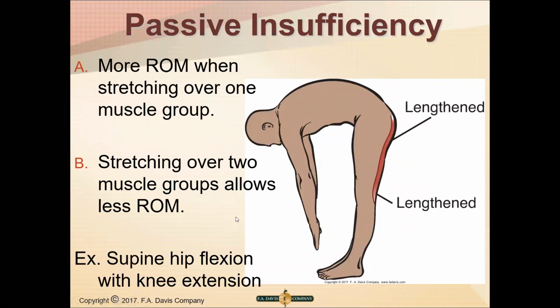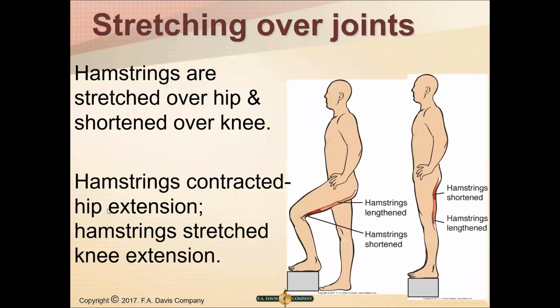So here's passive insufficiency, right? Bending down to touch your toes. More range of motion when stretching over one muscle group. Stretching over two muscles allows for less range of motion. So at this point, we've got everything lengthened out as much as they can. But if you come up to that person, put your hands on their upper back and push down, they probably still can get 1 or 2 more inches and reach towards the ground. But that's where they're at their full passive insufficiency of themselves.